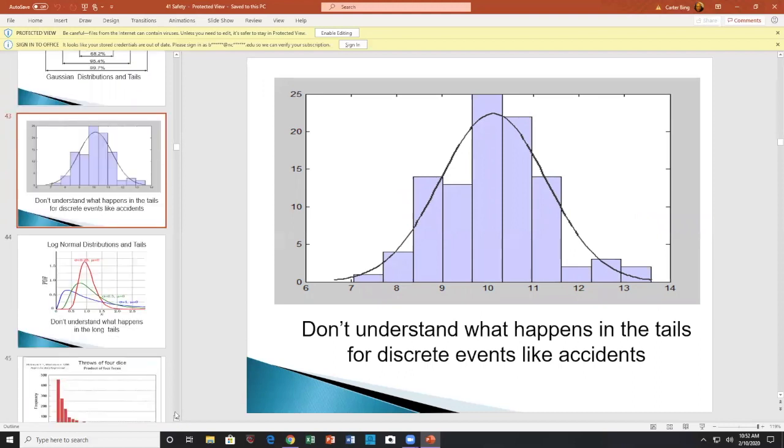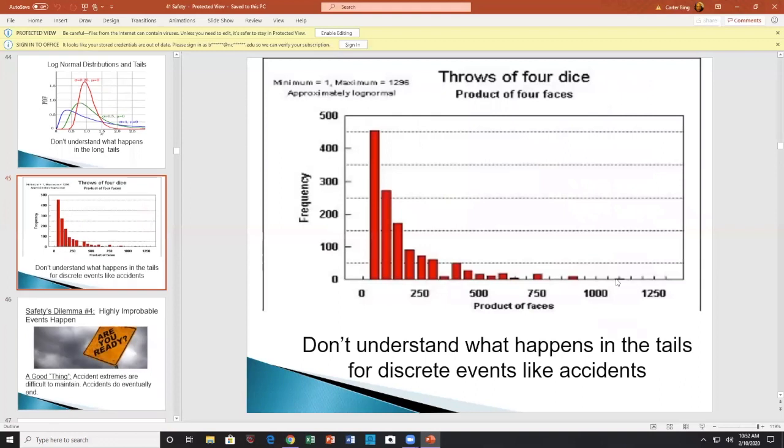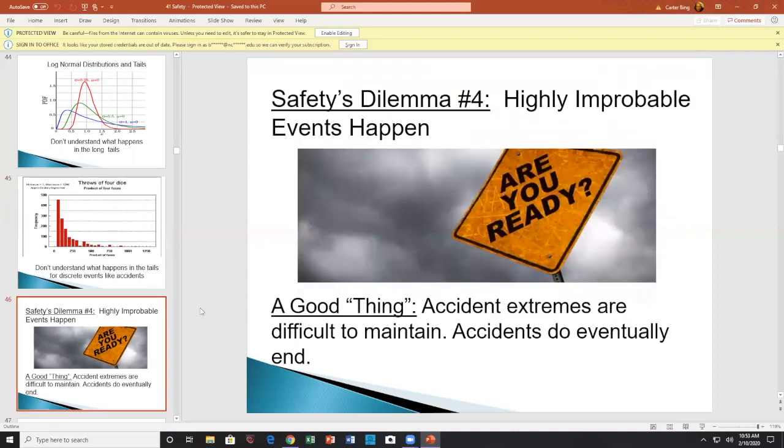And log normal, we still have distribution in tails way, way out there. These don't go to zero. Okay. And again, we have this event right here. So the fourth dilemma of safety, highly improbable events happen.